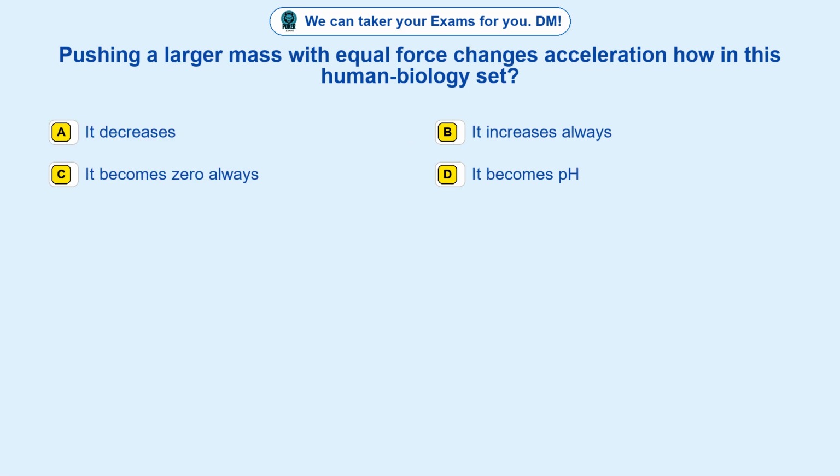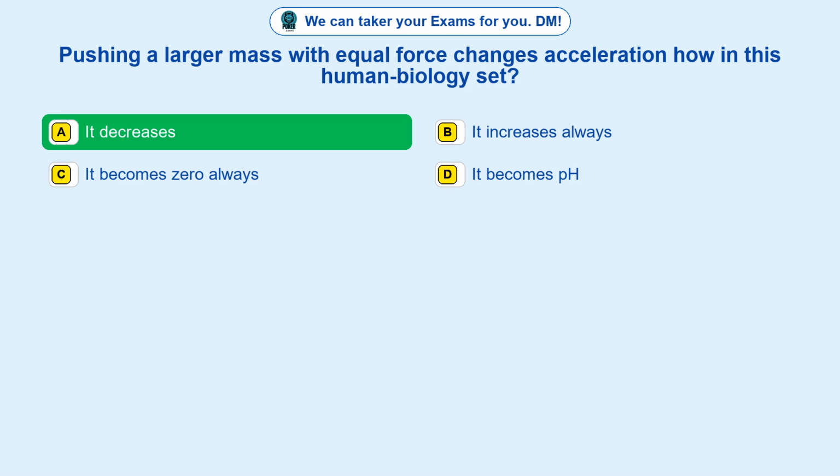Question 58. Pushing a larger mass with equal force changes acceleration how in this human biology set? Option A, it decreases. Option B, it increases always. Option C, it becomes zero always. Option D, it becomes pH. The correct answer is option A, it decreases.